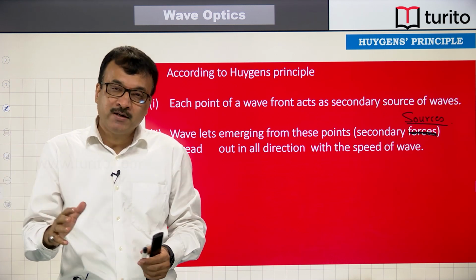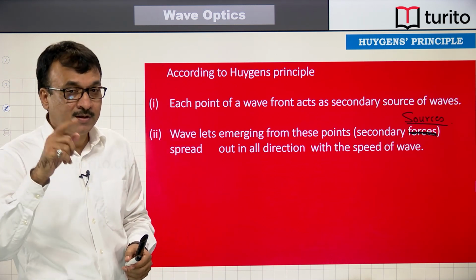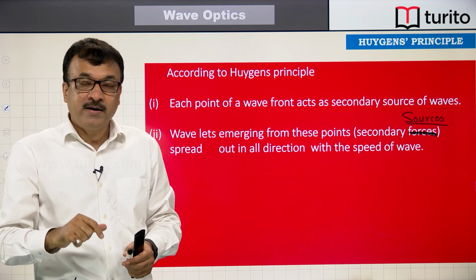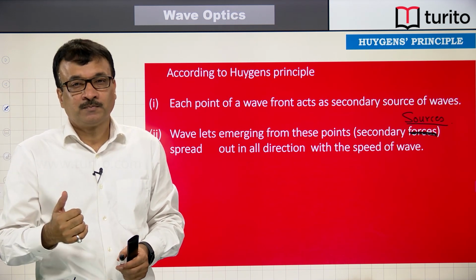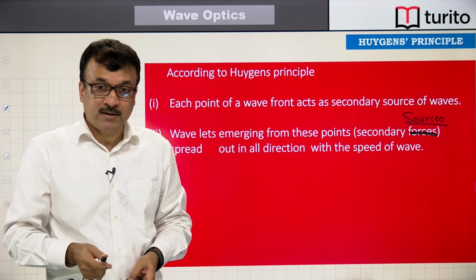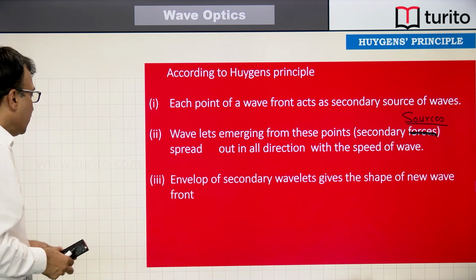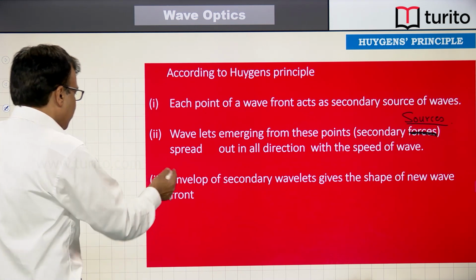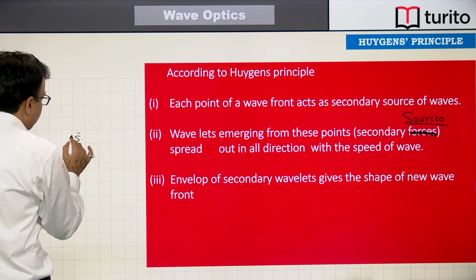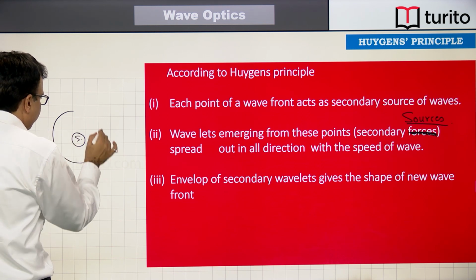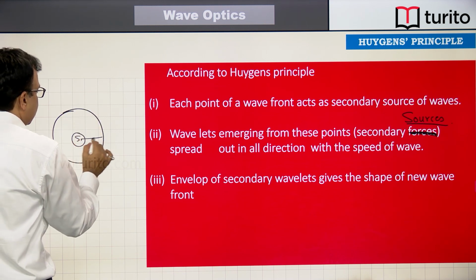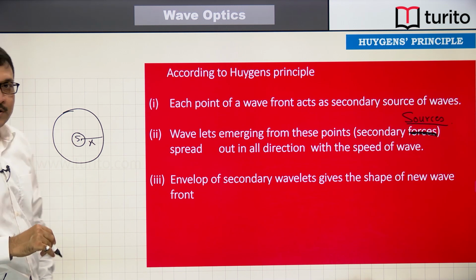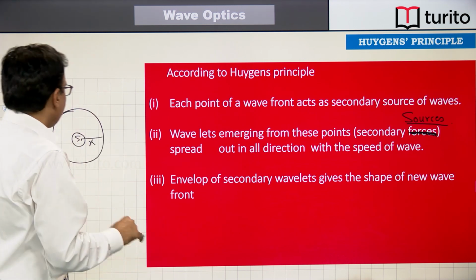The amplitude of secondary wavelets is maximum along the direction of propagation of the wave, and in the opposite direction the amplitude is 0. Envelope of secondary wavelets gives the shape of the new wavefront. What does it mean? It means that suppose this is the original source and this is the position of a wavefront at a distance x. Now you want to find the position of the new wavefront. So how will you find it?